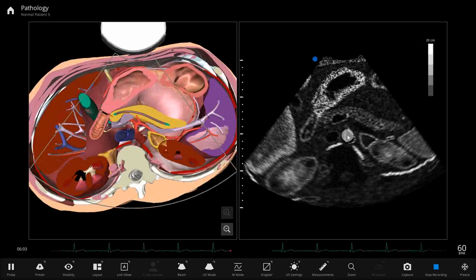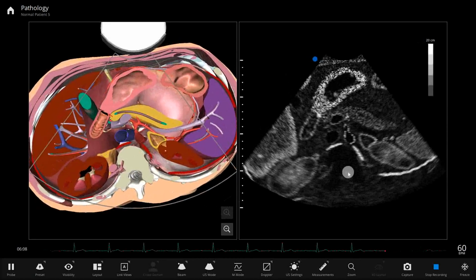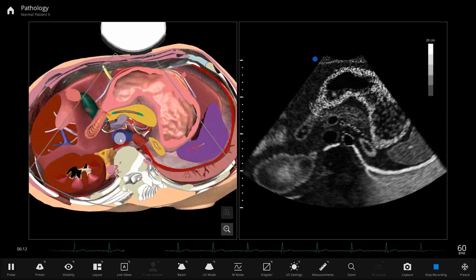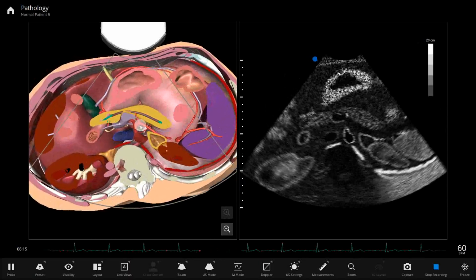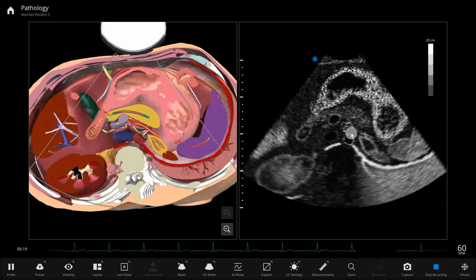You see it right there. That's celiac trunk right there. Okay, now we'll have the splenic vein. Splenic artery. There we go. We got splenic artery coming off to the left towards the spleen. Right there.